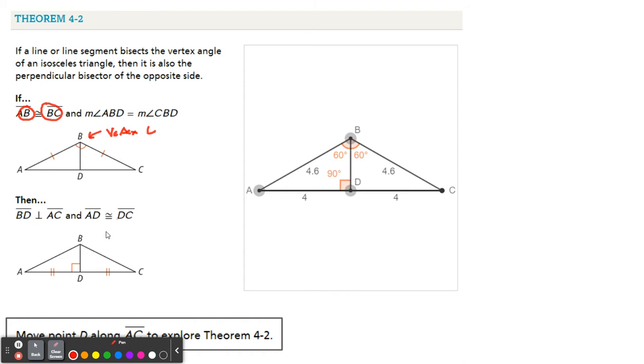Okay? Let's take a look at the picture real fast and then we're going to move it around. So notice here, AB and BC are congruent, 4.6, 4.6, right? So they're congruent. The measure of angle ABD and CBD are the same. They're both 60. So we bisected angle B. So notice that it makes a right angle and AD and DC are the same length, right? So right angle and then these two are congruent. All right, let's just take a look at the interactive online and let's play around with it a little bit.